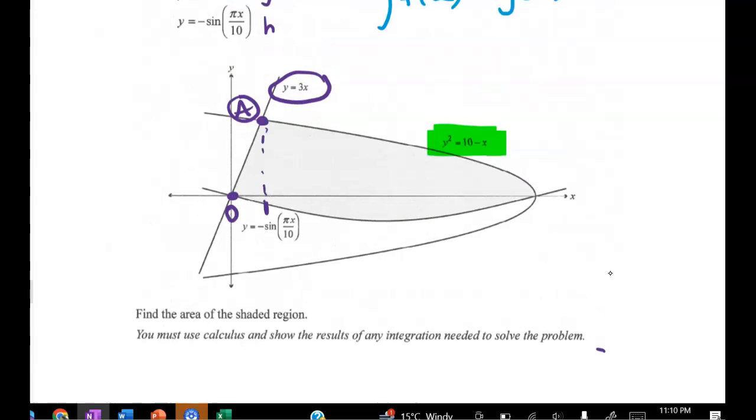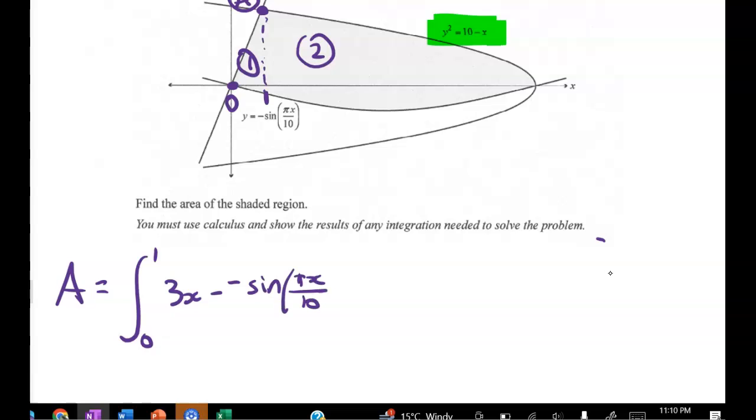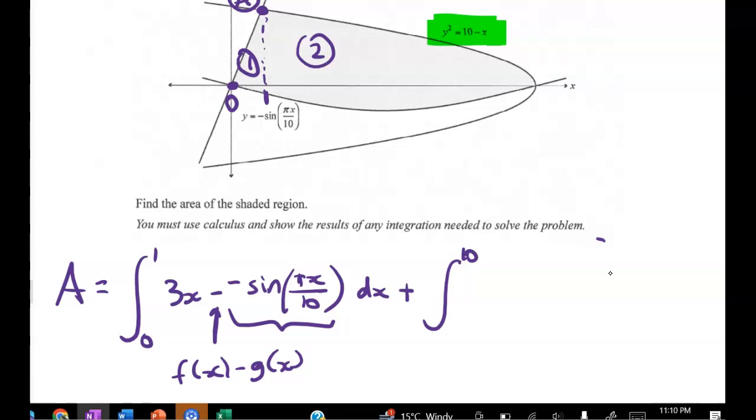And a good thing to do is let's just mark this as area 1, and this bit here is area 2. So the total area is going to be the integral from 1 to 0 of the top function, 3x, minus the bottom one, which is negative sine of pi x on 10. Just note that this is the pattern f of x minus g of x, and this whole thing is negative. And then we're going to have plus area 2, which is the integral from 10 to 1 of the top function. Remember, that's equal to y equals square root of 10 minus x.